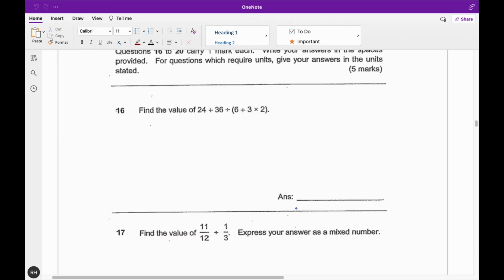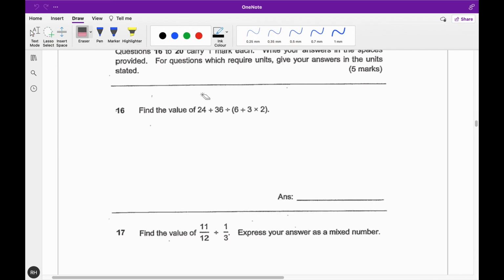Question 16. Find the value of 24 plus 36 divided by bracket 6 plus 3 times 2. This is an order of operations question, so we have to remember the rule BODMAS: bracket, order, divide, multiply, addition, and subtract. The first thing we want to do is to solve the bracket first.